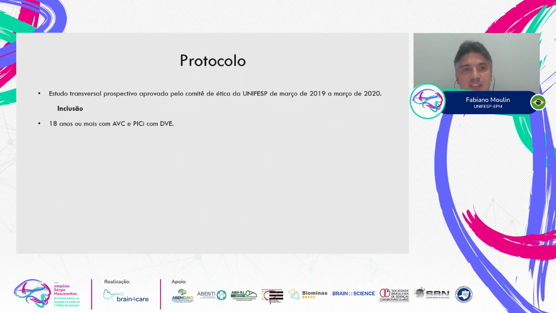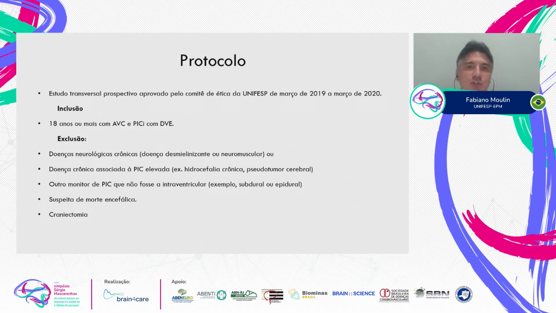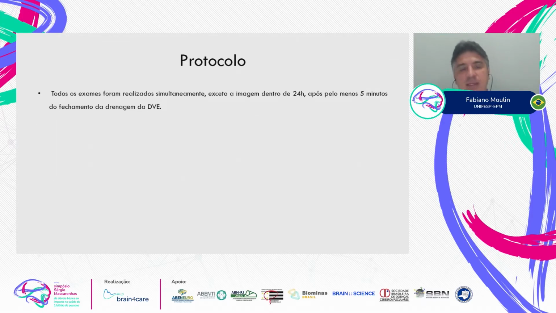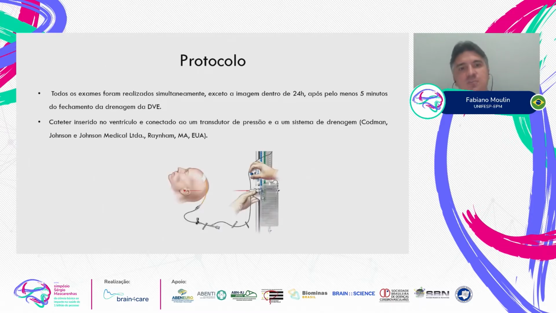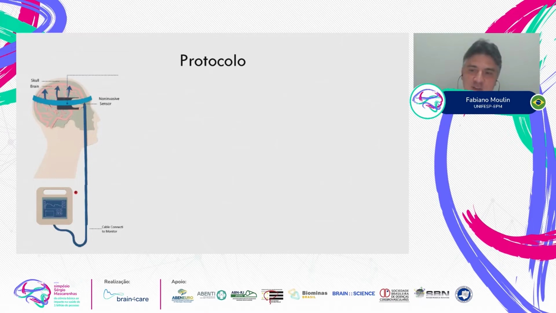Our protocol for one year was to assess stroke patients at our service. Inclusion criteria: patients older than 18 with a stroke and an indication of ICP protocol, and we chose patients with a neurological impairment. Patients were monitored invasively and non-invasively simultaneously within 24 hours, and then the brain CT. Our catheter was an intraventricular one.